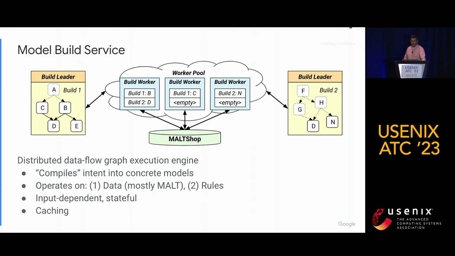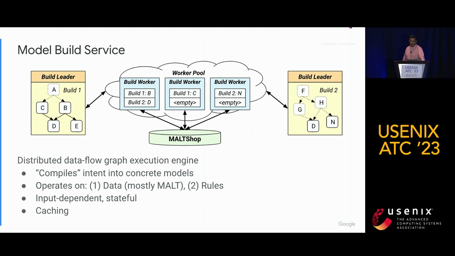The service operates on 1, data, which are the edges of the graph, and mostly in the Malt format. And 2, rules. These are the vertices of the graph. These are basically domain-specific model generator building blocks called build units. This service has 2 important properties. 1, its execution graph is input dependent. When given an intent model, a special pre-processing step would compute the graph, and then the service orchestrates the distributed model computation.